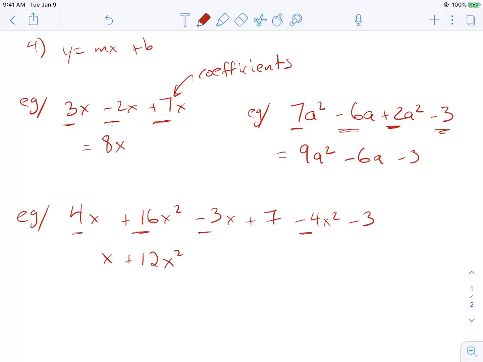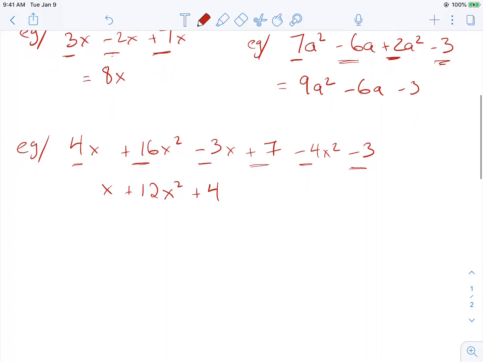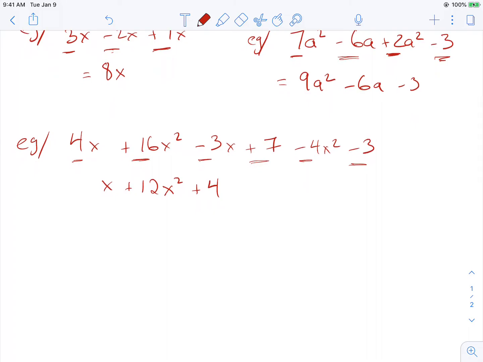And the last thing here is we have our numbers, plus 7 and minus 3. So that's easy. We've been adding up numbers since we first started school. So 7 minus 3 is going to be positive 4. And we're good. Next thing we're going to look at is our distributive property.